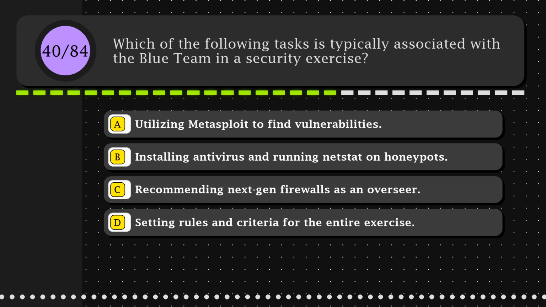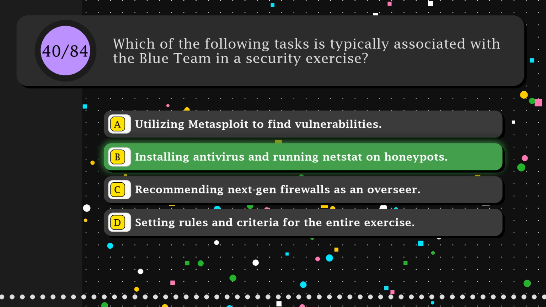Option A, utilizing Metasploit to find vulnerabilities. Option B, installing antivirus and running Netstat on honeypots. Option C, or recommending next-gen firewalls as an overseer. Option D is setting rules and criteria for the entire exercise.